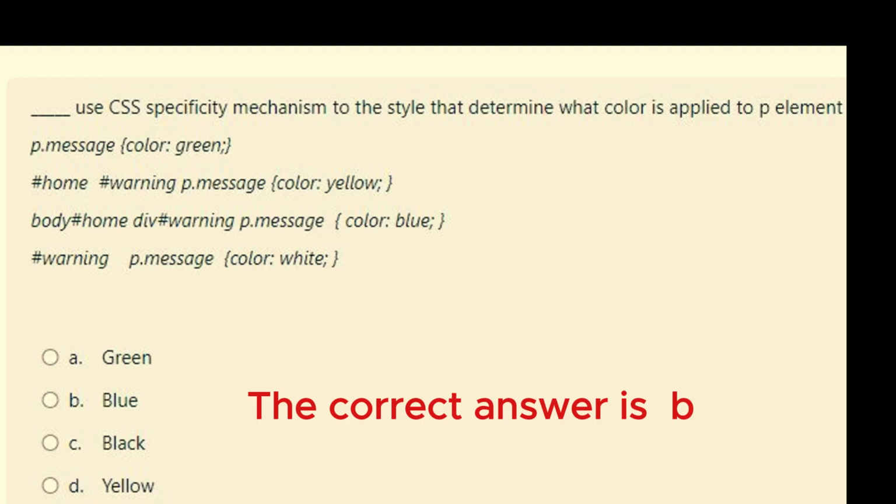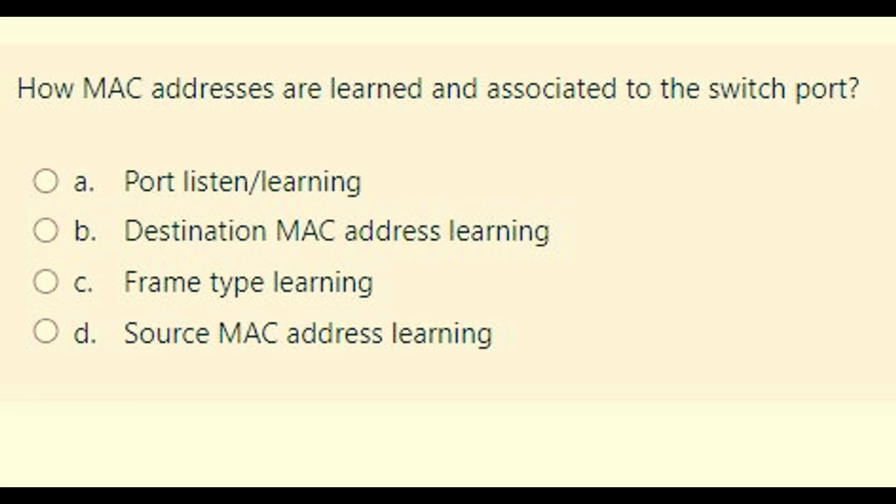Specificity 1,1,1. Comparison: Rule 3 has the highest specificity, 2,1,3. Rule 2 has 2,1,1. Rule 4 has 1,1,1. Rule 1 has 0,1,1. Since Rule 3, body #home div #warning p.message {color: blue}, has the highest specificity, the paragraph will be blue.